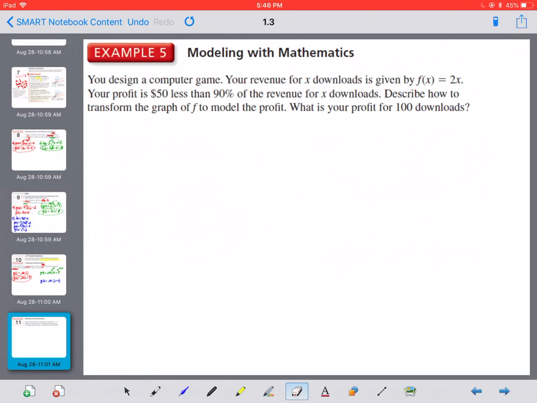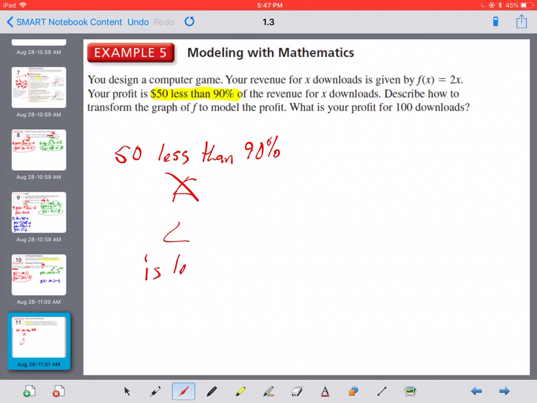And lastly, let's talk about a word problem. So the word problem sets up the same scenario. They give us an equation. They want us to transform it. Now here's the tricky part. $50 less than 90%. That less than is not the symbol for less than. If it says $50 less than 90%, it does not mean this symbol. That's a no-no. This symbol is less than. Since there's no is in there, that's not what they're talking about. They're talking about being lower by 50.